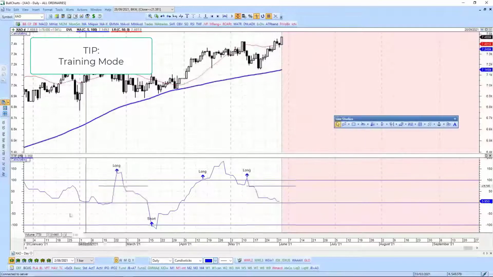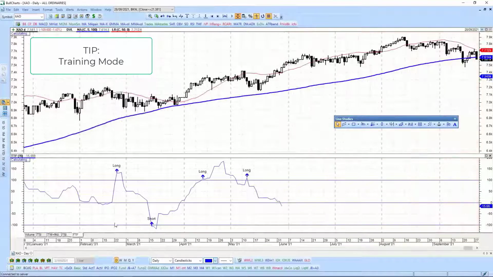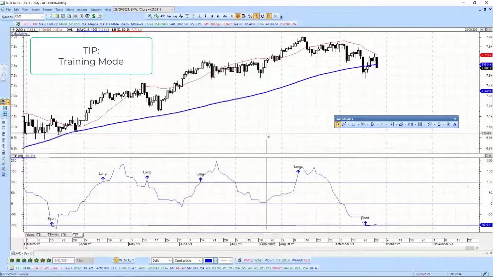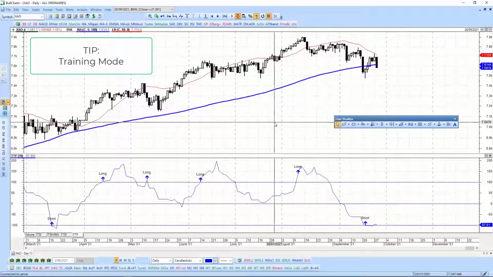So training mode can be useful. I've just turned it off. Training mode.